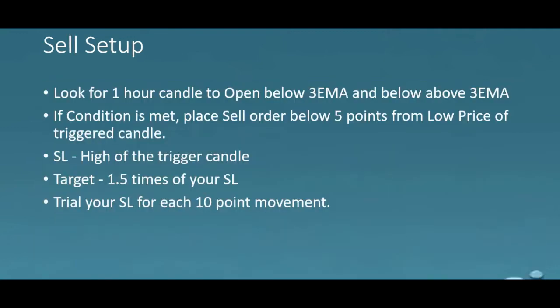Now let's have a look at the selling setup. For selling, look for the 1 hour candle to open below the 3 period EMA and close below the 3 period EMA. If this condition is met, place the sell order 5 points lower than the low price of that triggered candle. The SL for selling is the high of the trigger candle. The target is 1.5 times your SL, and you can also trail your SL for each 10 points movement.